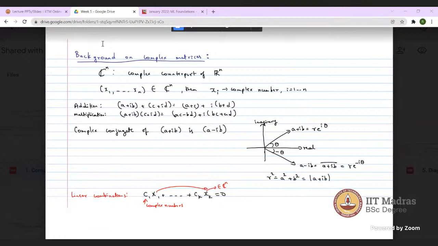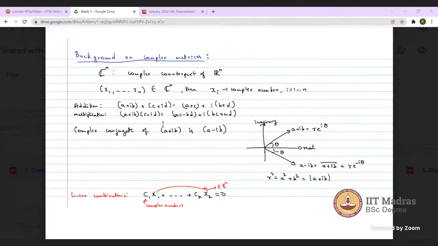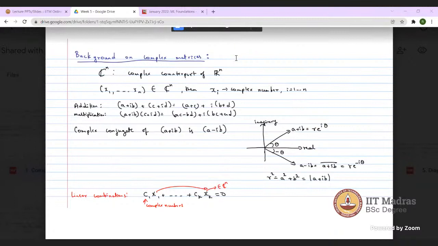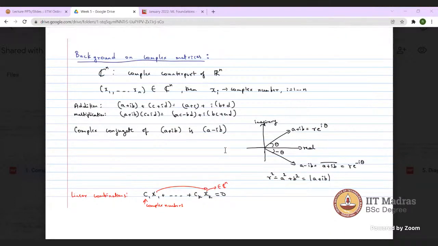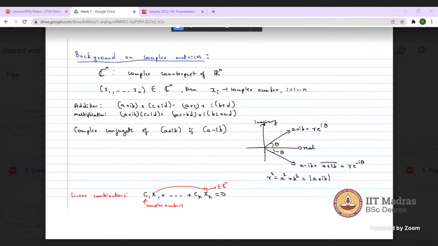We can see what this complex number is, and then go about it. We might not completely understand the applications of it, but we can understand what a complex number is, and we can get intuition of what it is. Let me just try to do it. Okay, you're able to see the screen, right? Yes, sir.